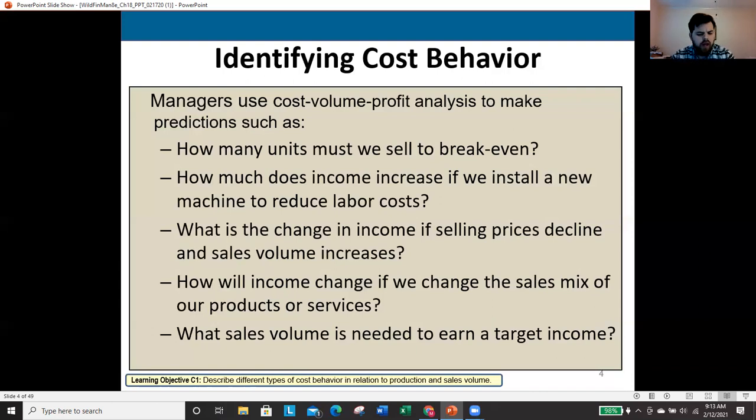We see things like, well, how does income change if we change the sales mix of our products? So certainly another thing we can consider. Maybe I want to boost advertising for one product over another to try to shift my sales mix around. That's certainly something we can do. And next, of course, what sales volume is needed to earn a specific amount of income?